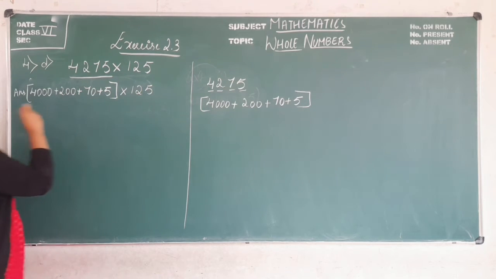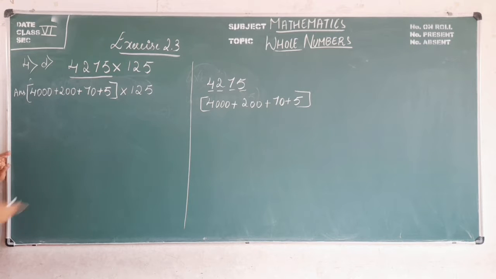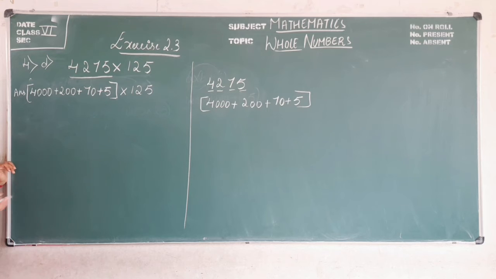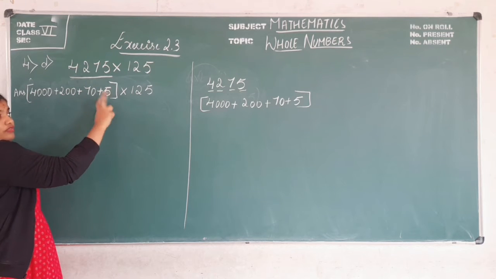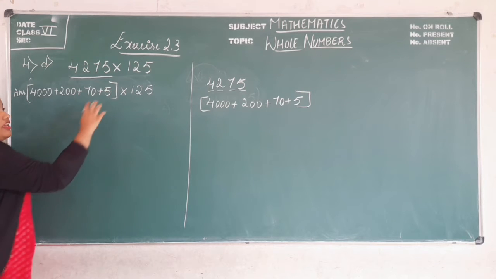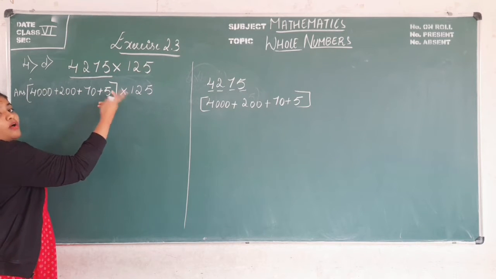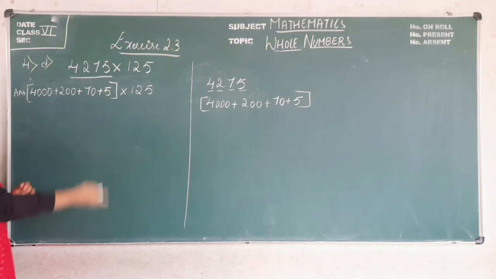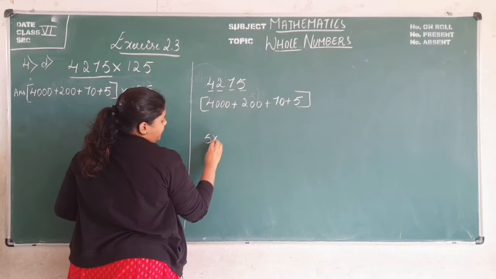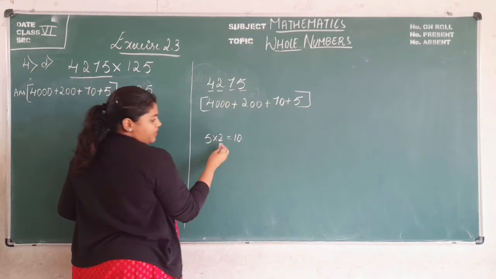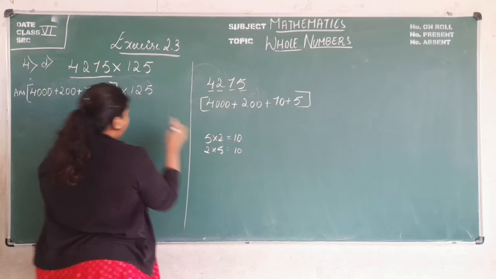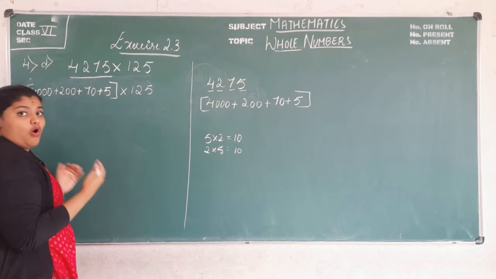Now, is this of distributive property form? Yes, this is of distributive property. How can we say that? Can I change the order of these numbers? Yes. By learning commutative property, I have told you, if you change the order of the whole numbers and multiply, the obtained product remains the same. If I multiply 5 into 2, that is 10. If I change the order, 2 into 5, that is also 10. So I will be interchanging the order of the numbers.